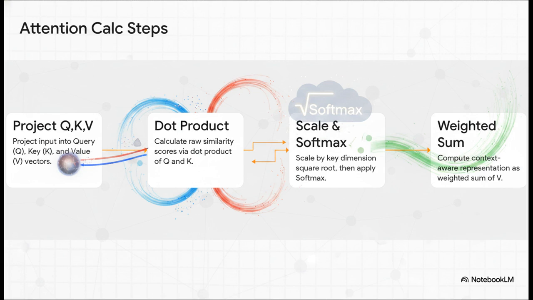Why? Well, if we don't do this, high dimensions create these massive dot products that push the subsequent softmax function into areas where the gradients are just tiny. And when gradients get tiny, the model literally stops updating its knowledge. The whole learning process just stalls out completely. Finally, we compute our context-aware representation by multiplying those normalized probabilities by the value vectors.